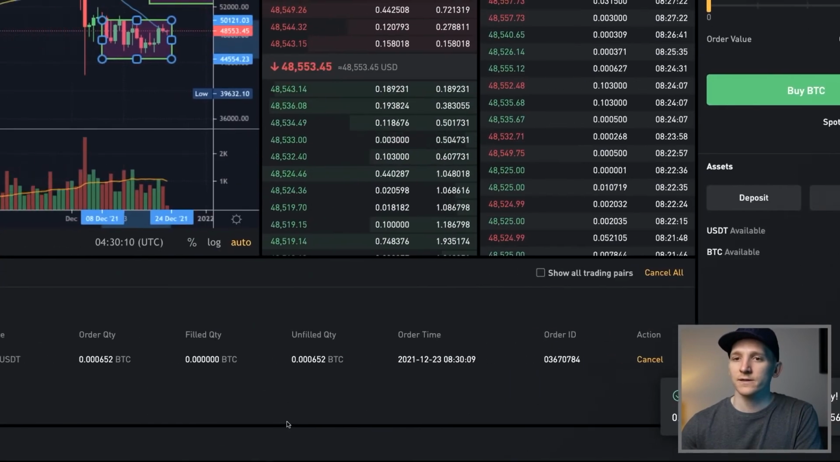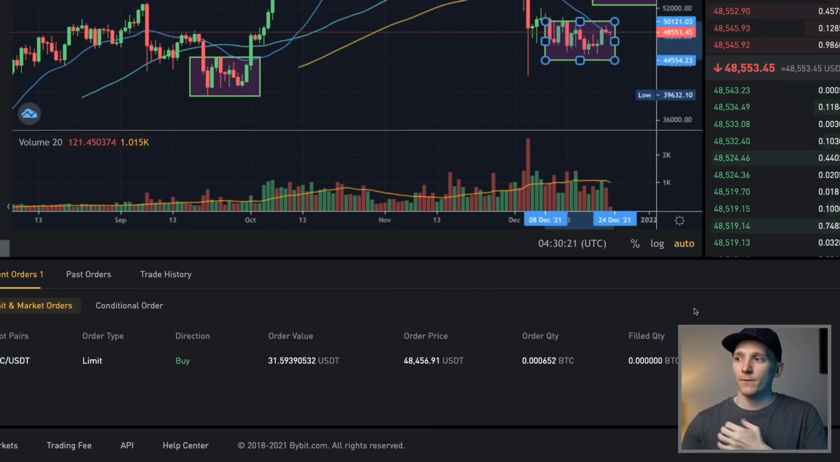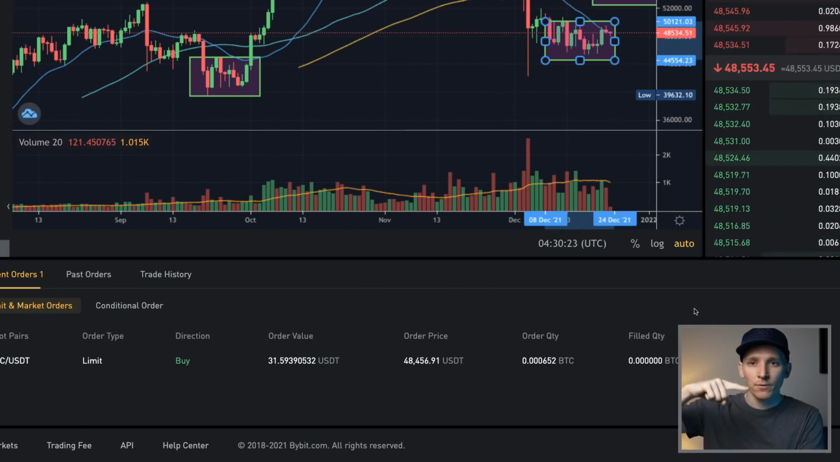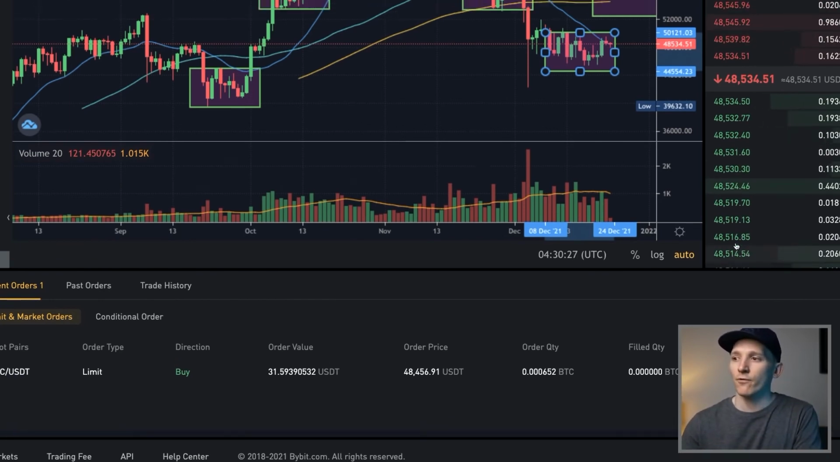Now what you'll see is that down here I've entered a limit order. I am not going to trade unless the price comes down and meets my bid. So what that means is that I'm going to try and get some cheaper Bitcoin because the price is always fluctuating. I don't just want to go in and pay up for my Bitcoin.